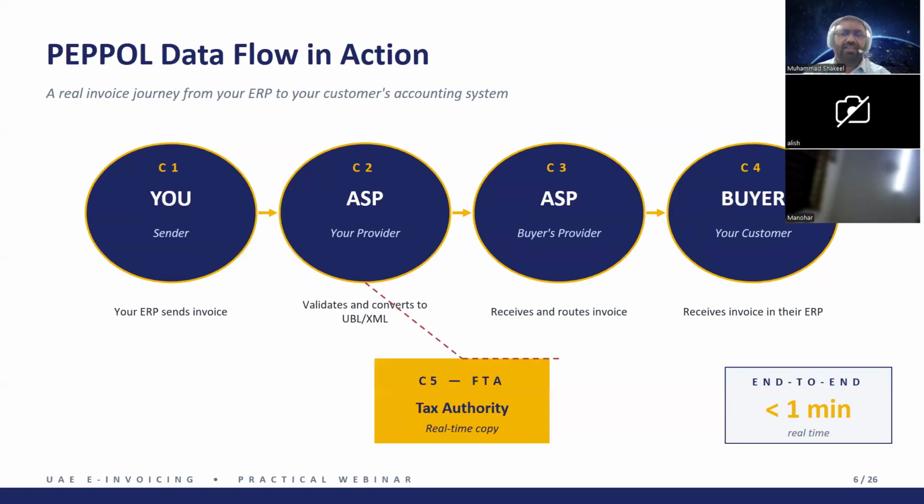Now, if you see how it works, you will send your invoice to your ASP. Your ASP is sending your invoice to the ASP of your buyer, as well as sending the invoices to the FTA, and then the ASP of your buyer will send the invoice directly to your buyer. So this is how PEPPOL will work.